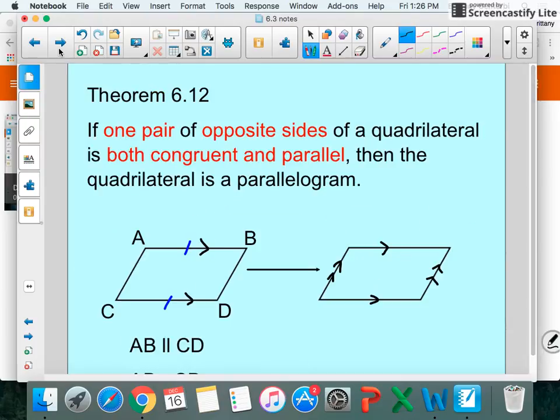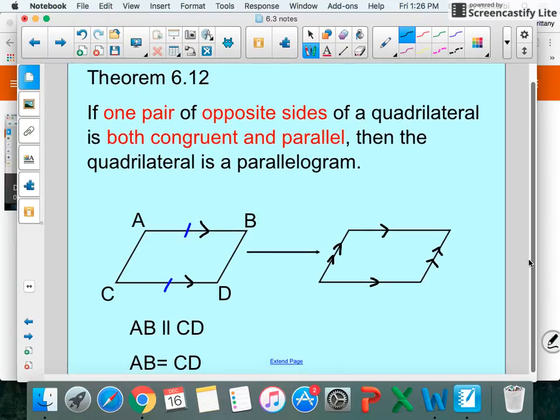And this one is new. So this one says that if you have one pair of opposite sides of a quadrilateral that is both congruent and parallel, so this is the key statement here, congruent and parallel, then you have a parallelogram. So if we look here, side AB is congruent to side CD, and it's also parallel. We know it's parallel because of those arrows. Then we can say that we have a parallelogram.